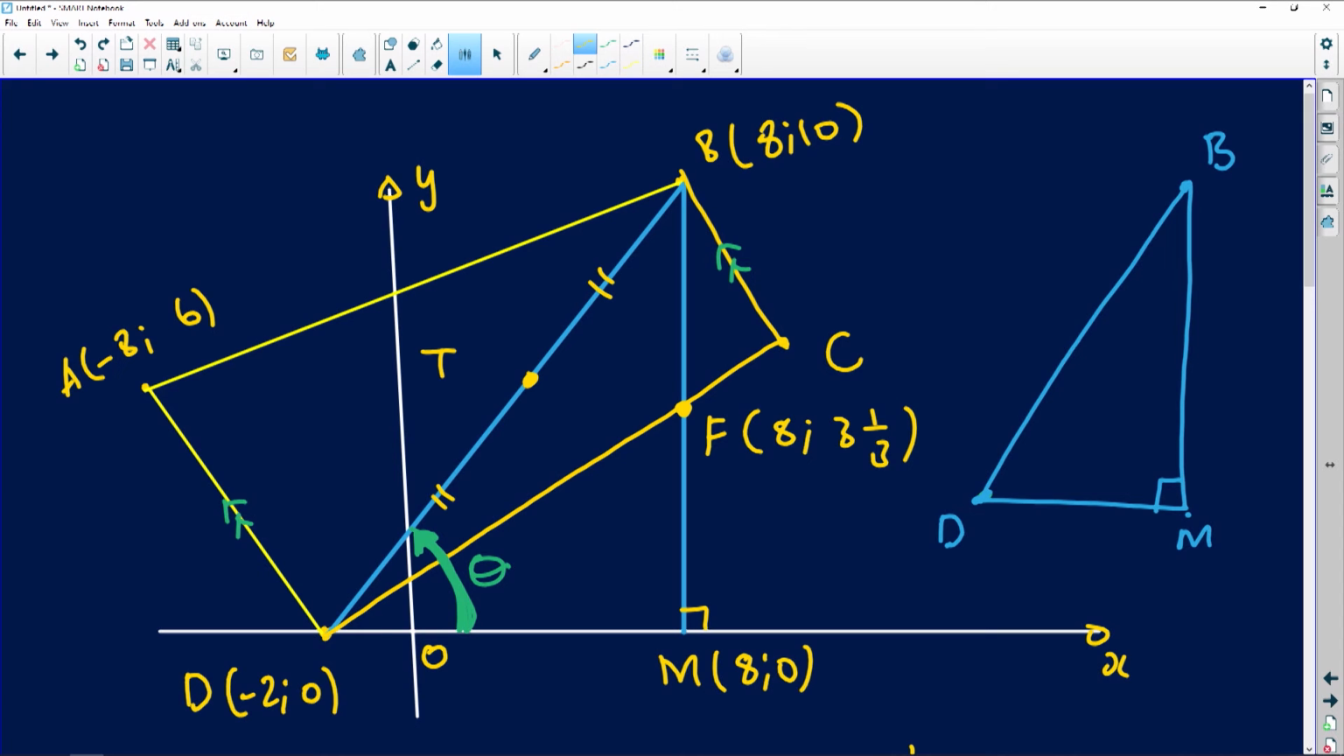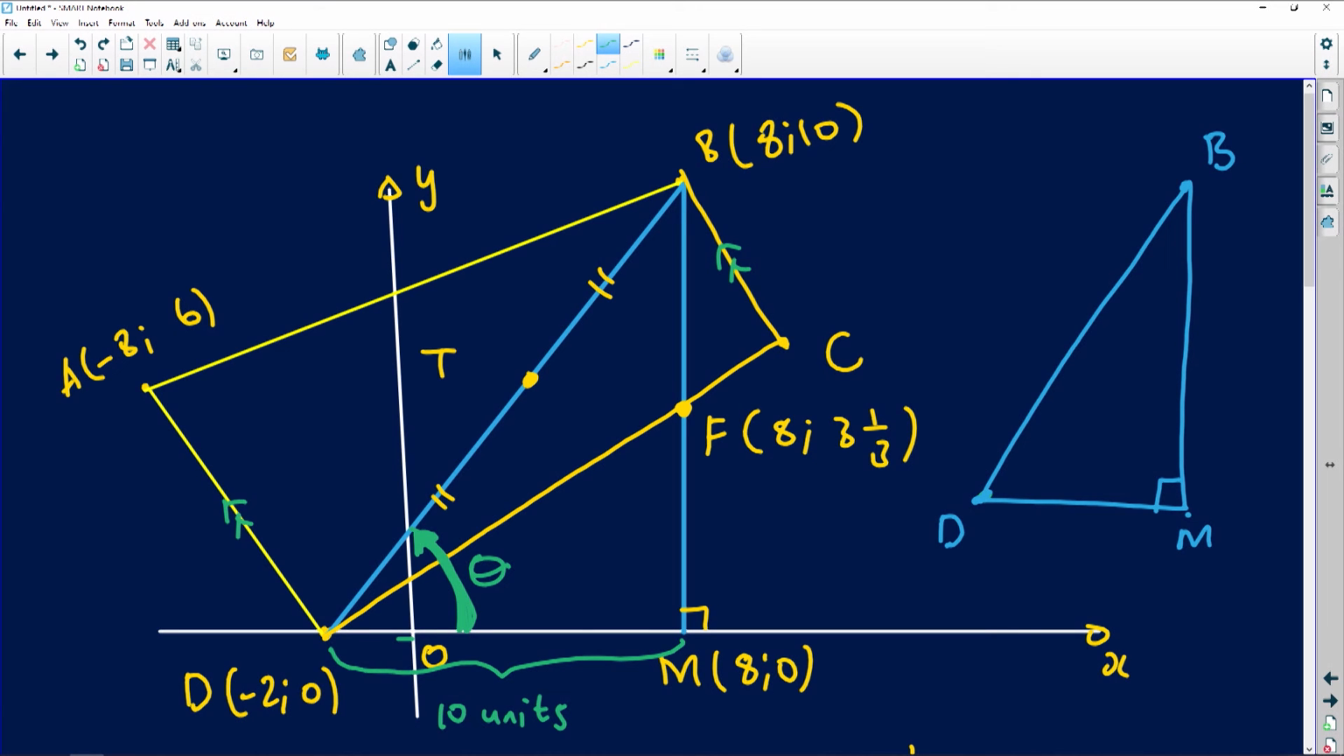Now the distance you will travel to move from point D, keep that in mind. I'm not saying the coordinates, the distance that I'm going to travel from point D all the way to point M will be 8 units from O to M and 2 more units from D to O, which in total is equal to 10 units. When you're considering distance, do not look at the negative values. M is 8 units from O and D is 2 units from O on the left. So the whole distance between D and M is 10 units.